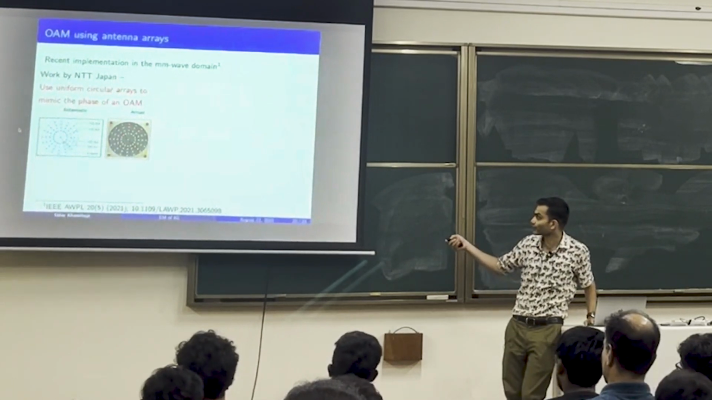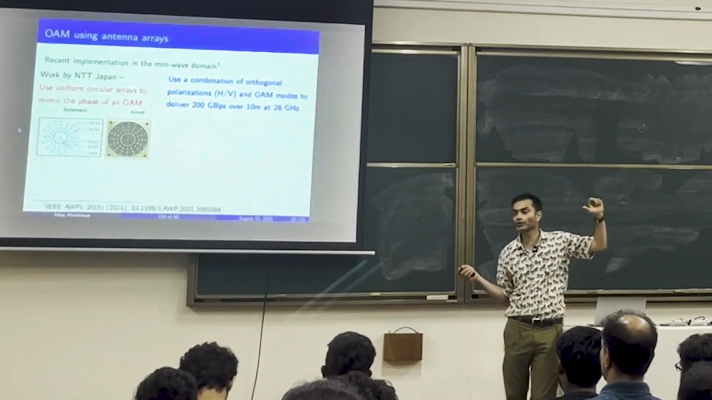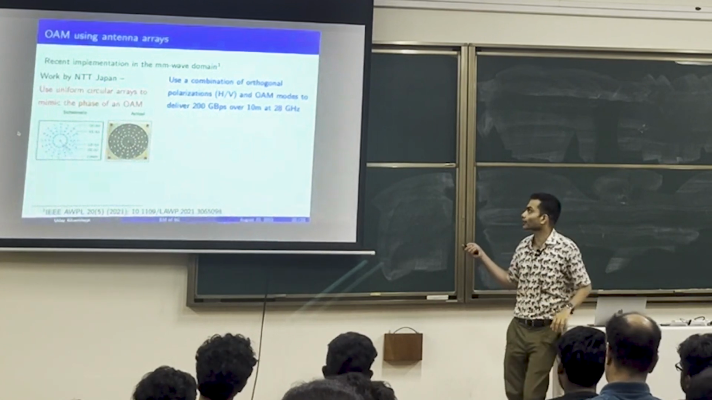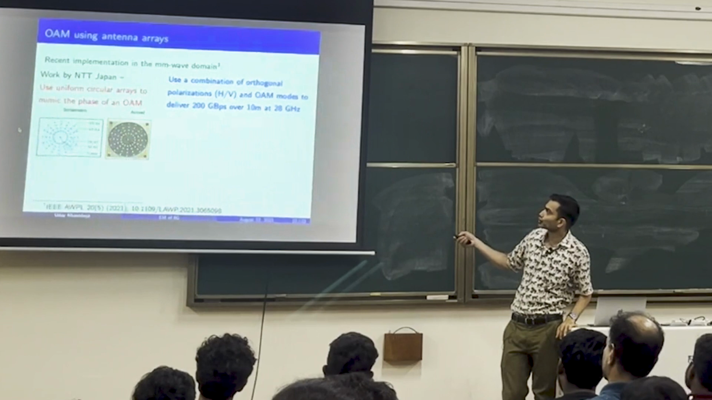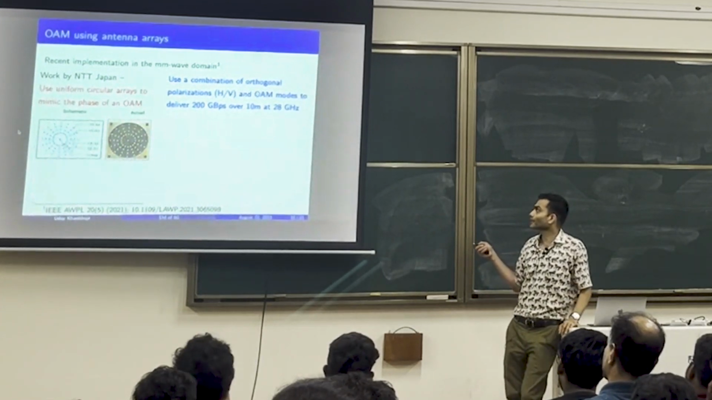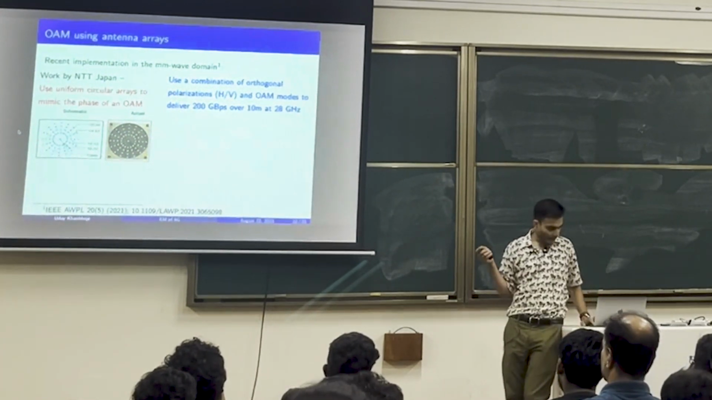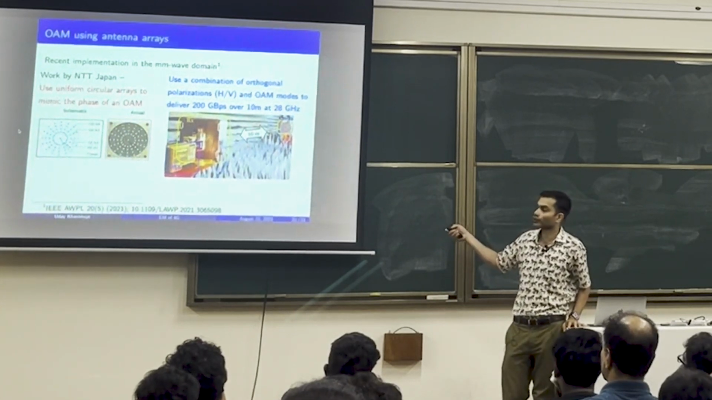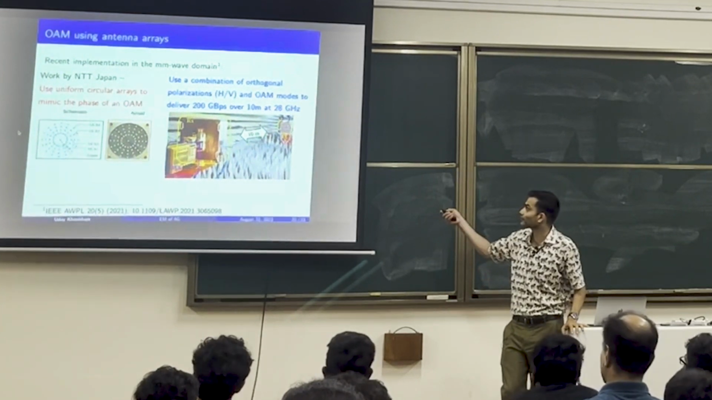This is the actual device that they made. They used a combination of OAM modes and polarizations. I was calling them TE and TM. In their literature, they call it horizontal and vertical. Same concept. They combined this and this to deliver 200 gigabits per second over 10 meters at 28 gigahertz. So prior to this result, and this is actually their setup over here, I don't think there was anyone who had demonstrated such a high data rate at gigahertz.